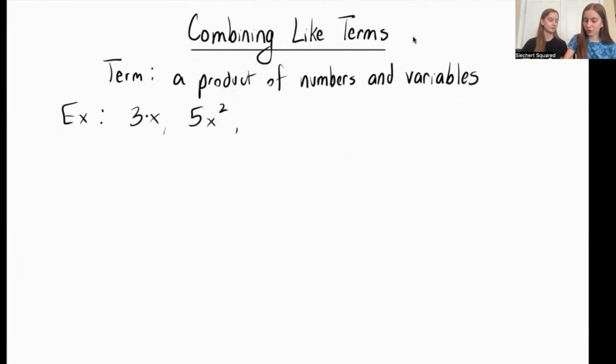Another term could look something like this, 16xy. So there are several variables, that is okay. All of it is being multiplied together. 16 is being multiplied with x, which is being multiplied with y.